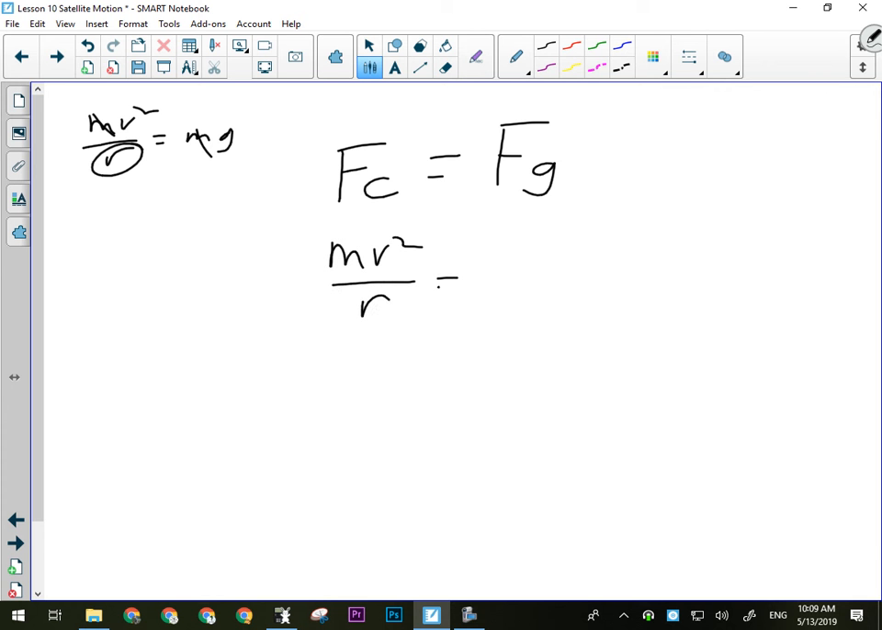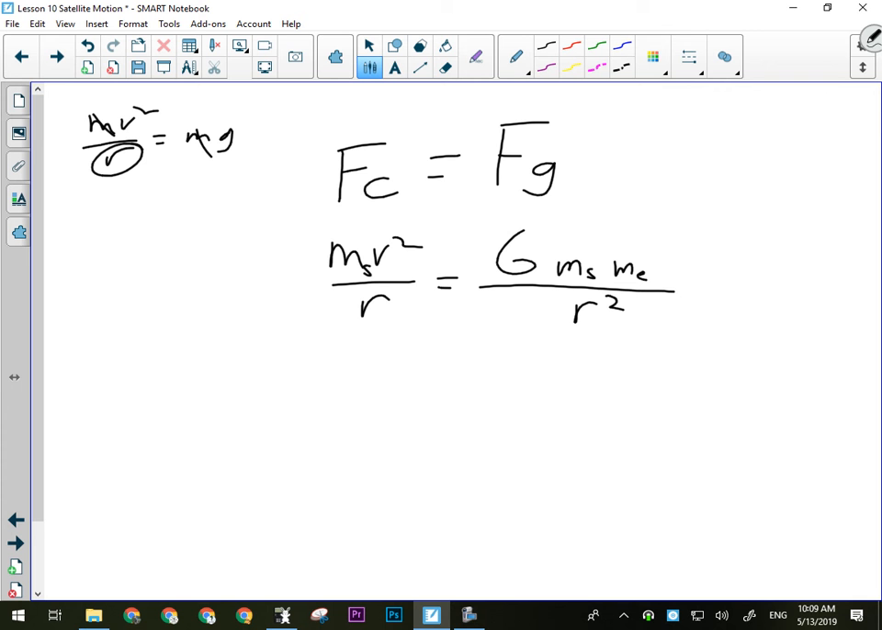mv squared over r equals big G times the mass of the satellite times the mass of, we'll say, the Earth here, but it's not always going to be the Earth. It could be the sun if we're talking about a planet, or it could be Jupiter if we're talking about one of Jupiter's moons, divided by r squared. So we said that it looks like there's three masses, but there's really only two. The mass of the satellite is on both sides because the satellite is the one moving in the circle. Everyone follow me there?